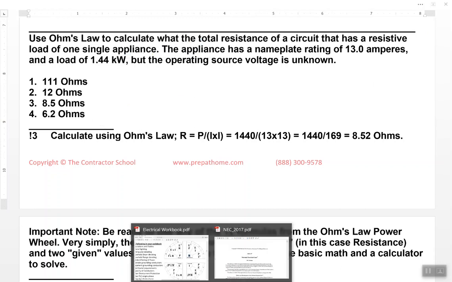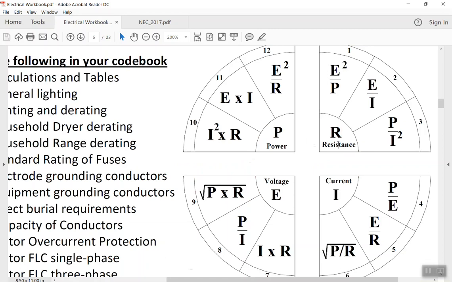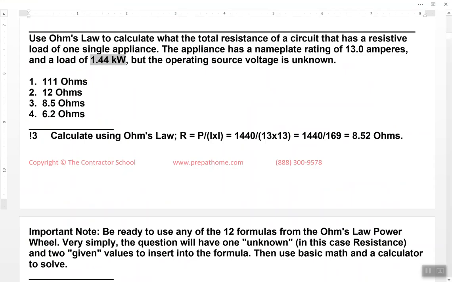Looking at our wheel, which one resistance we know is over here, right? And I don't know the voltage. The question even said there wasn't a voltage, but I was given power. That was the 1.44, okay? And then I was also given the ampacity, was I not? So if I know the power and the ampacity, the power down here and the ampacity, well, I can figure out the resistance, right? So let's just go ahead and draw this one in our notes, okay?